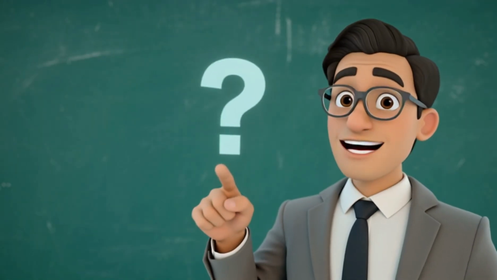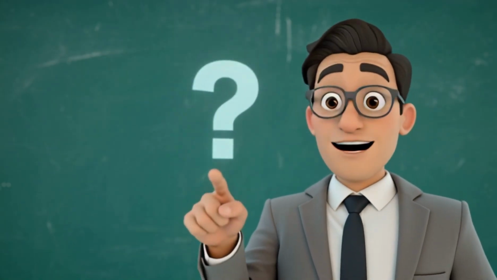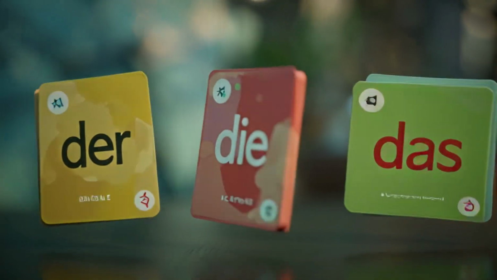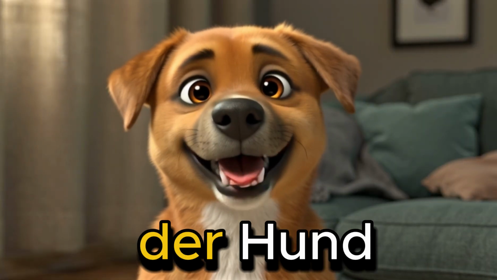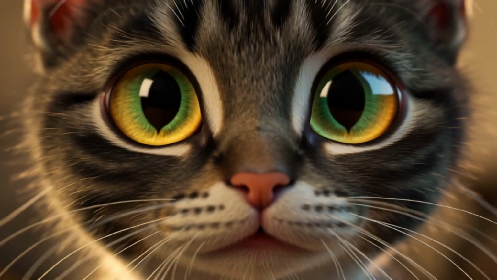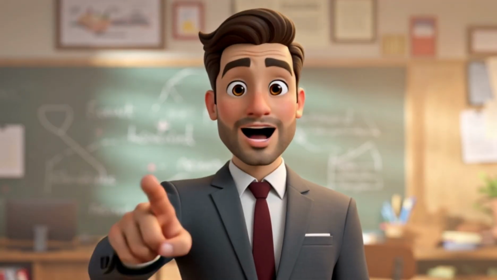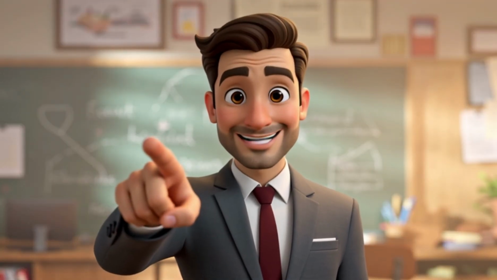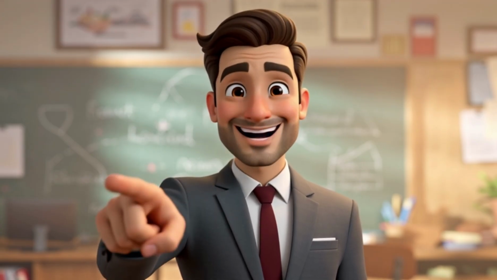You don't always need to understand why a word has a certain article. At A1 level, it's more important to memorize them together. Not just Hund, but der Hund. Not just Katze, but die Katze. This will help you later with grammar and sentence building. Now, let's continue. Rule number 3, sentence structure.